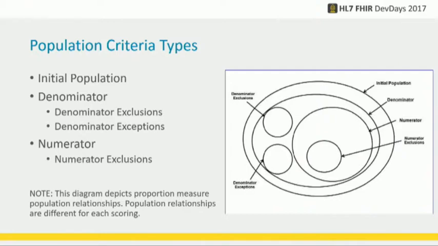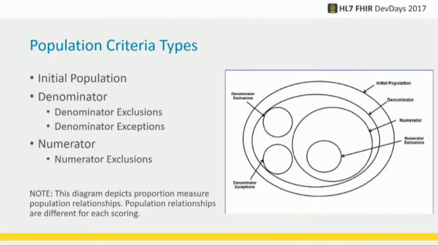But in a proportion measure, the initial population, the denominator is a subset of that, and then the numerator is a subset of that. And then you also have ways to pull different exclusions and exceptions out, mostly to adjust for risk and if you want to calculate in different ways. The reason we define these criteria is that they're basically different buckets that you can use to explain this measure. So I can say the numerator is A1C, or the denominator gives a kind of framework for talking about the different types of measures.